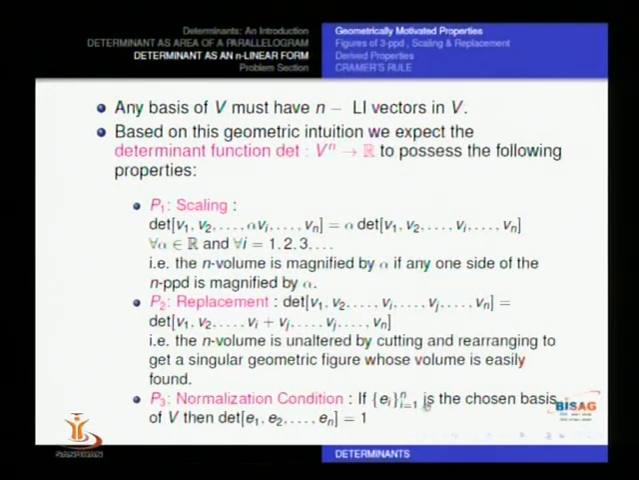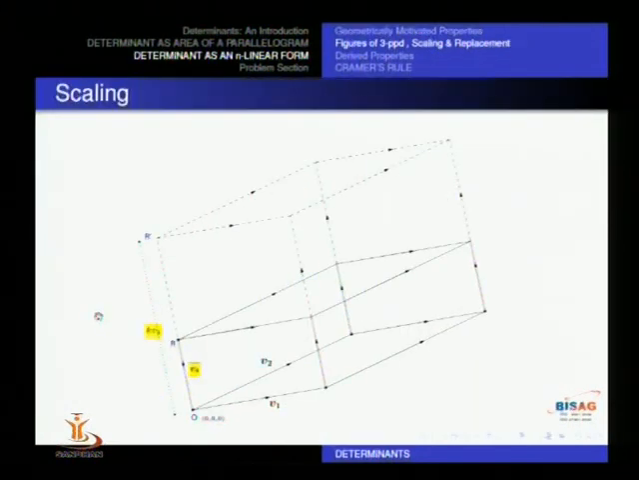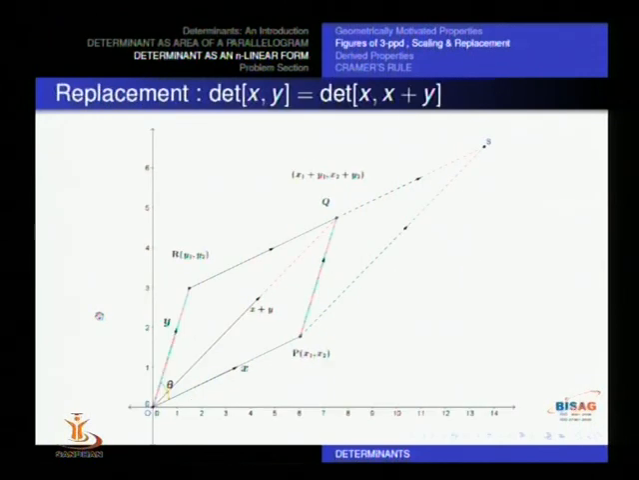We take the normalization condition. If ei, i running from 1 to n, is the chosen basis of V, then the determinant we declare for the vectors chosen as 1. So this is a parallelopiped. We are talking about a scaling factor here, so alpha, or k, is a scaling factor. We just discussed that property, and now we talk about the replacement geometrically.